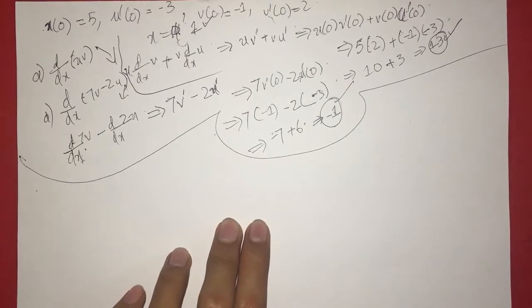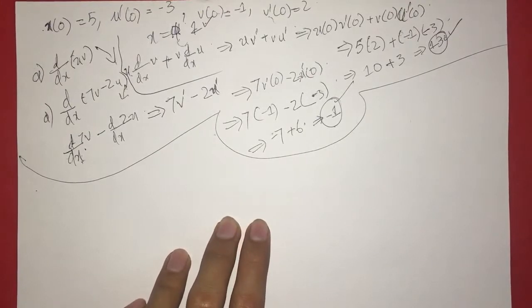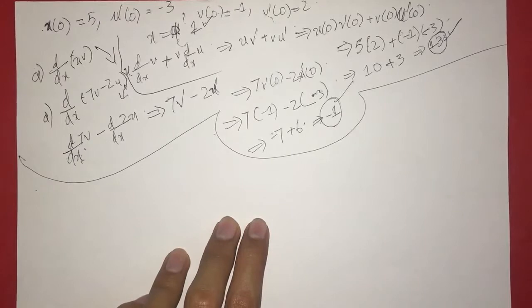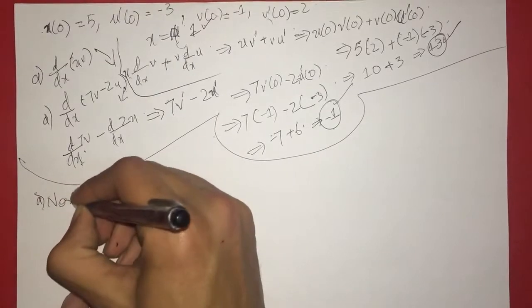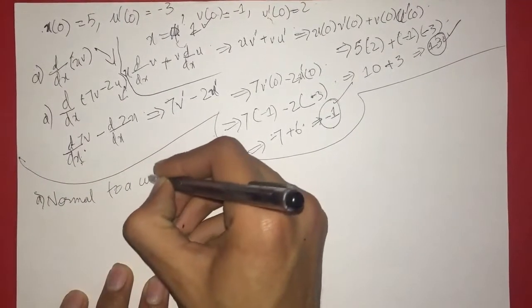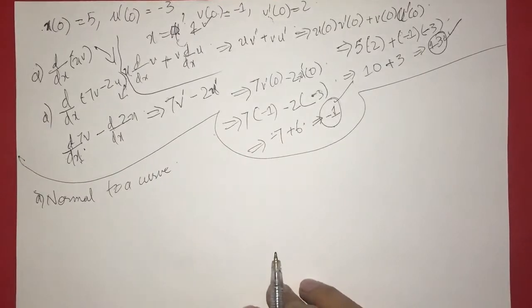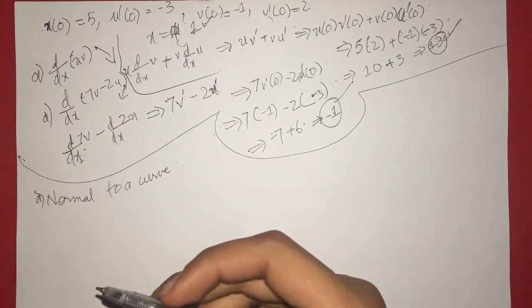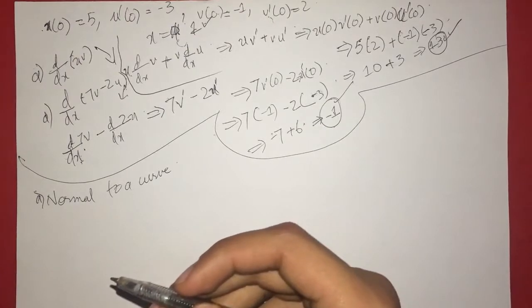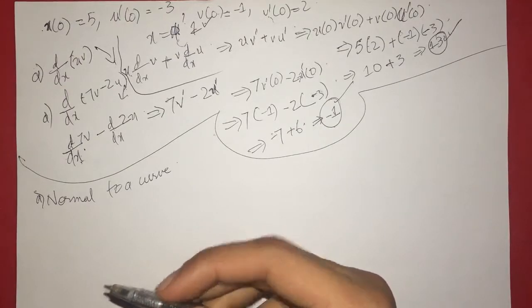So the next topic is slopes and tangents. Normal to a curve: find an equation for the line perpendicular to the tangent to the curve. So first, we have to find an equation for the line perpendicular to the tangent to the curve.